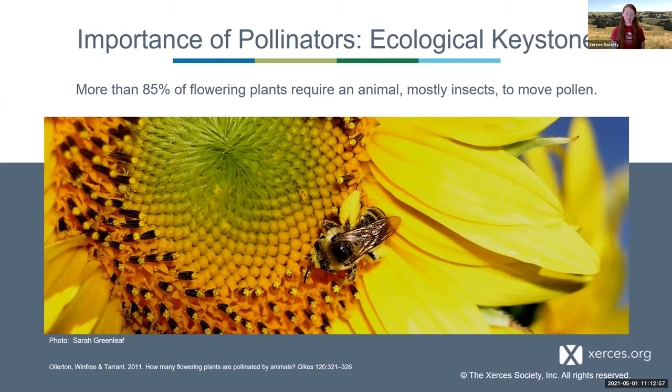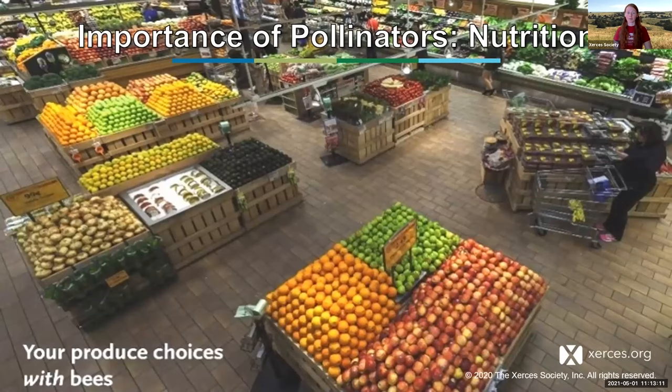The ecosystem just wouldn't be the same without pollinators helping to maintain that. And more than 85% of the flowering plants on Earth require a pollinator to reproduce. So Xerces had the opportunity here to partner with Whole Foods and remove everything in the grocery store that needs a pollinator. So here's what our typical produce section would look like.